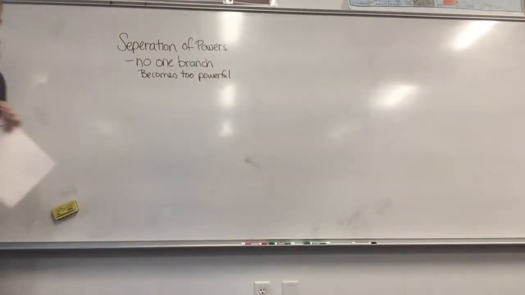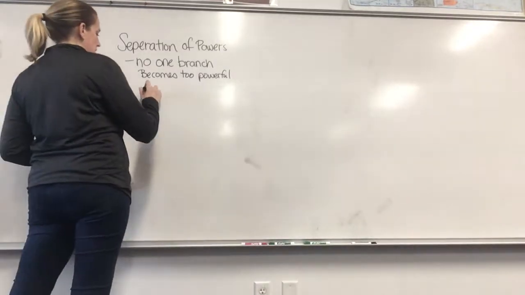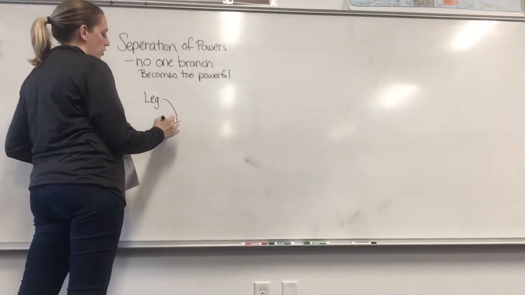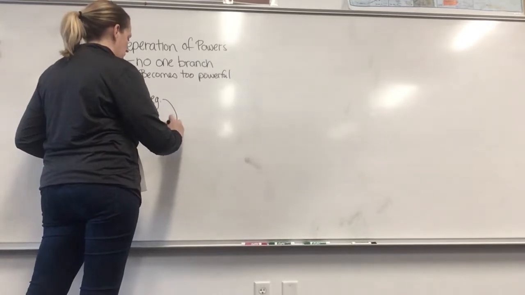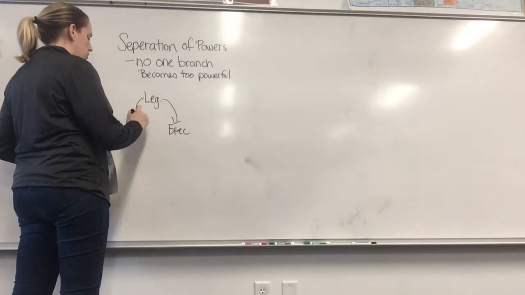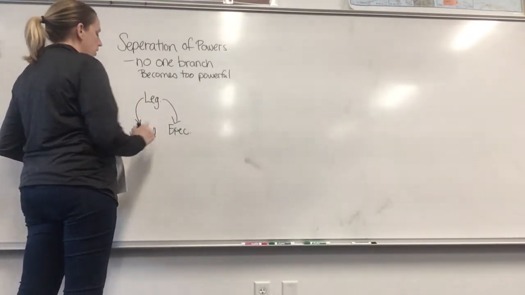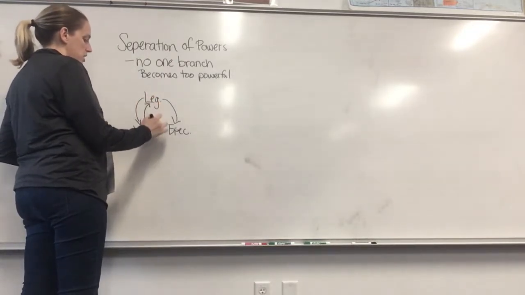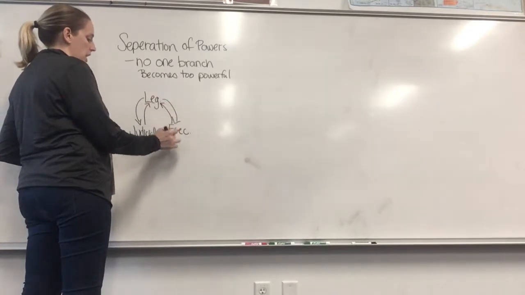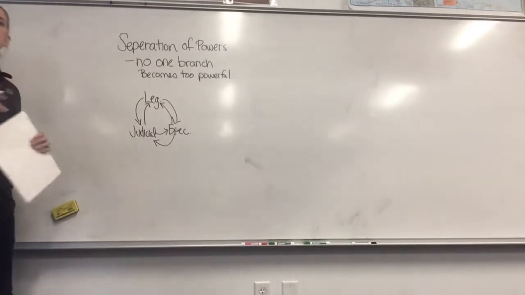Checks and balances goes along with the same thing. If we have the legislative branch, it checks over the executive branch, and they check over the judicial branch. The judicial branch checks over the legislative and the executive, and the executive checks over the legislative and the judicial. Everybody checks everybody else.